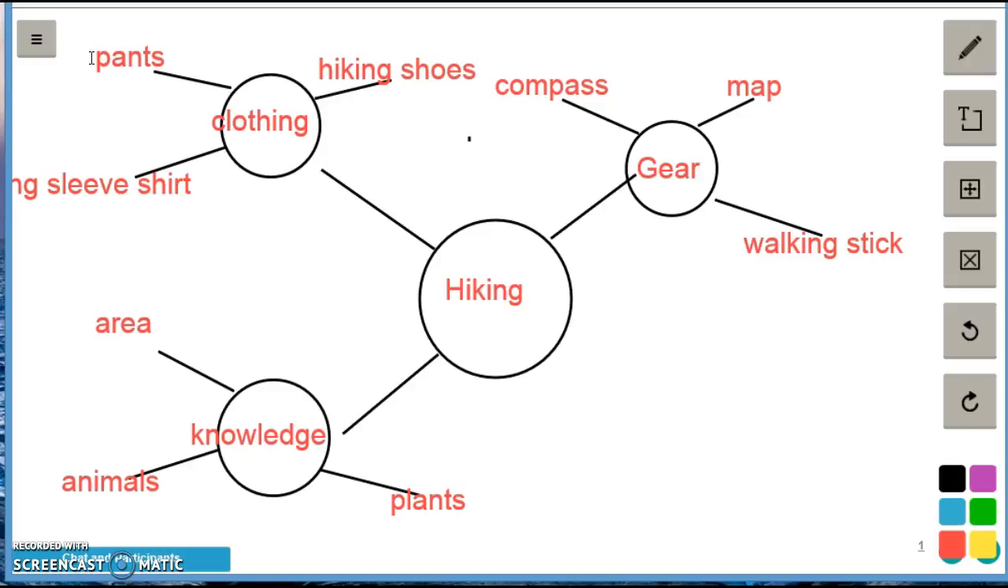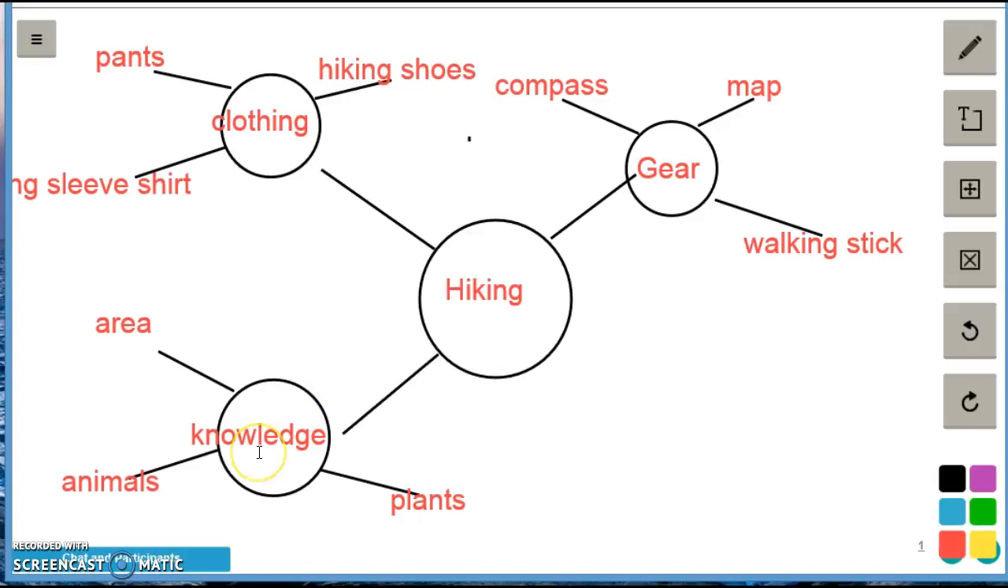So once I get started on my first paragraph about clothing, I know I'm going to write about hiking shoes, I'm going to write about why I need to wear pants, and I'm going to write about the importance of the long sleeve shirt. Same thing with gear. Next paragraph, I'm going to talk about how I'm going to use a compass, why it's important, how a map helps me with my compass, and why I brought a walking stick as well.